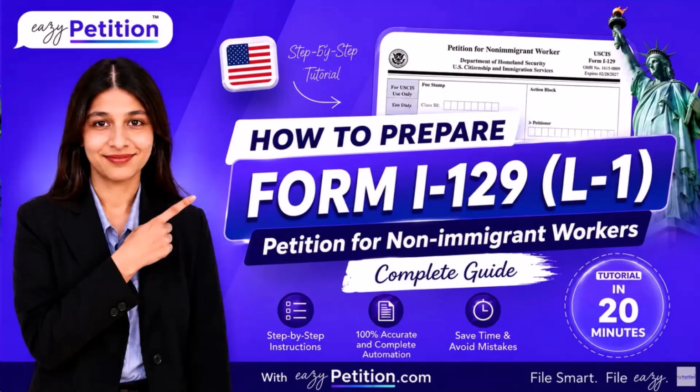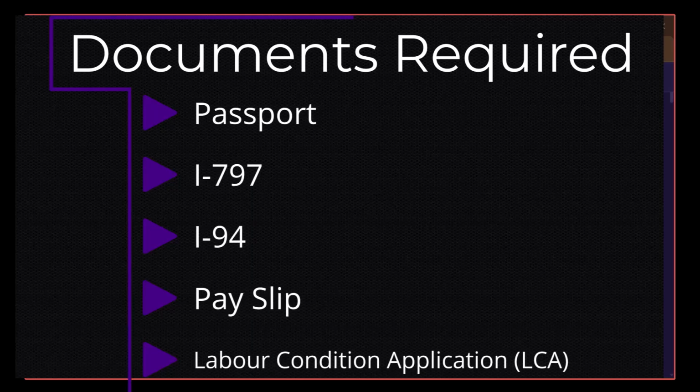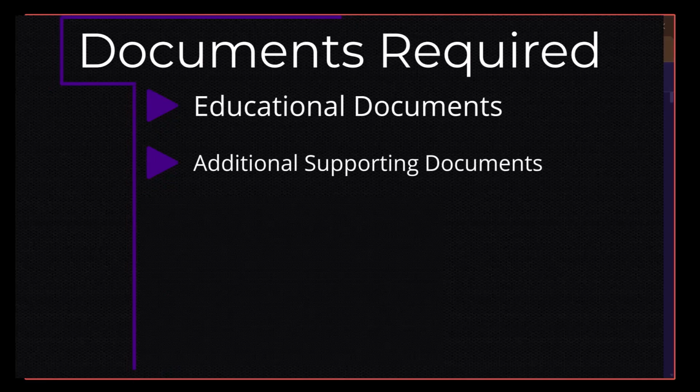L-1, O-1 and others. Before we begin filling out the form, make sure you have the following documents ready: your passport, your I-797, your I-94, the pay slip, your labor condition application or LCA, educational documents, and any other additional supporting documents. Now let's get started.